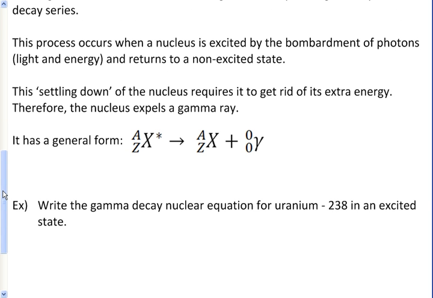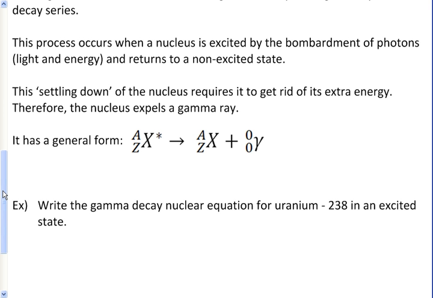Now this settling down of the nucleus requires it to get rid of this extra energy, and therefore the nucleus expels a gamma ray. So the way that we usually show this is with a parent nucleus with a little asterisk above it. That little asterisk means it's excited. It has some extra energy. These are unstable, yes, because there is this extra energy here, and it needs to do something to get rid of it. So what it does is it expels this gamma radiation, which is dangerous, right?